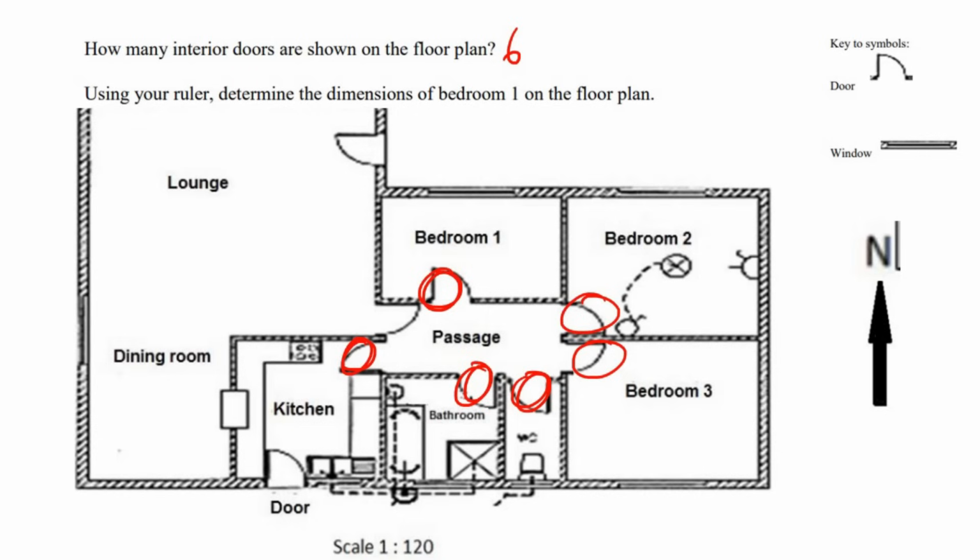So when they say use your ruler, you are not going to get the same answer as me. Why? Because you might be on a cell phone right now, and so your screen is smaller. So when you measure on your ruler, you're going to get a smaller dimension.